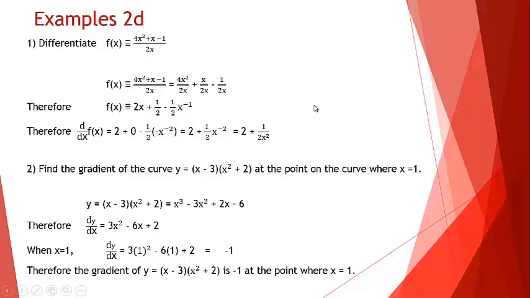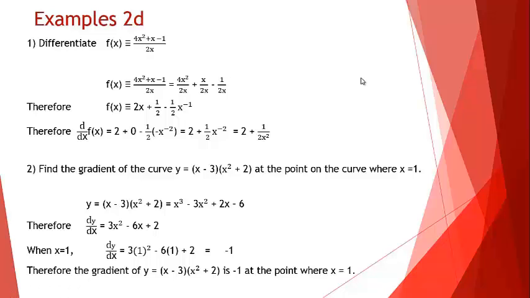Therefore, the derivative of f of x would give us 2 plus 0, since 1 half is a constant, take away 1 half times negative x to the power -2. So we times by the power and then take away 1 from the power, so that would give us negative x to the power -2, which equals 2 plus 1 half x to the power -2, which is simplified to get 2 plus 1 over 2x squared. Moving on to the next question.